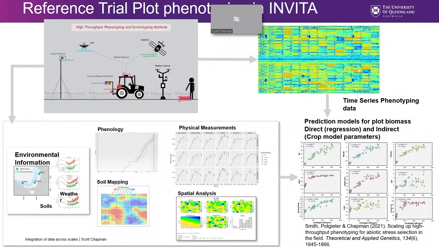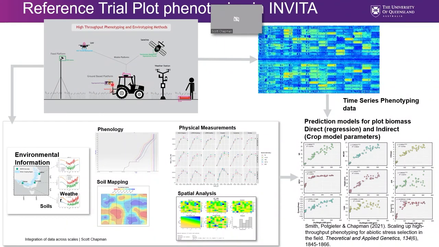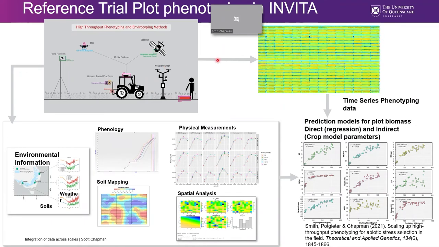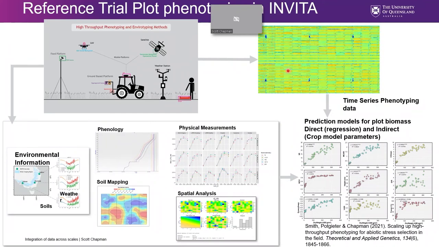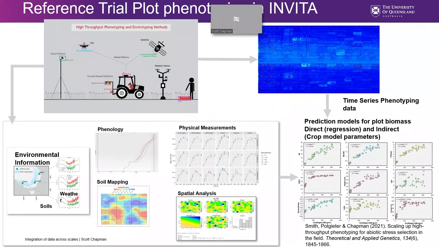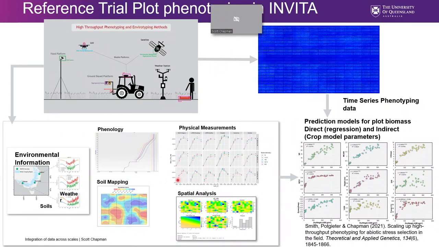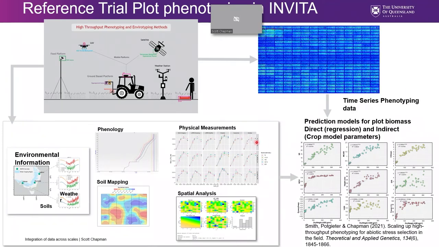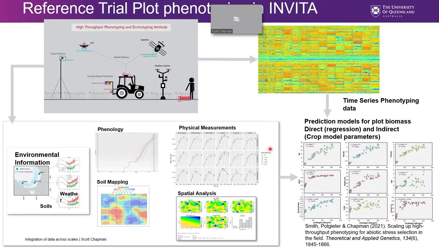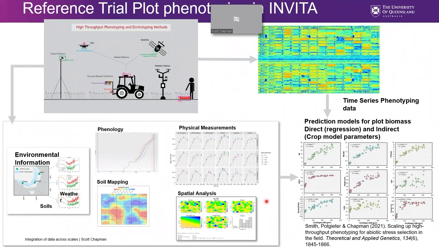It's a ground-based platform, actually. The Gecko carries everything in front, not behind the tractor. But it's taking hyperspectral, LiDAR and photos. And we're trying to combine that data with environment information, phenology, mapping, and physical measurements. So these are biomass samples for the BioCal trials. Put that through spatial analysis, which Fred Manewick is going to talk about.